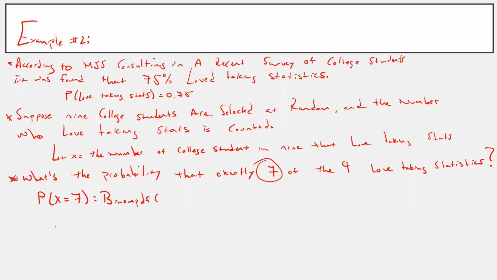So the first thing you're going to have to put in is N. It's N, then P, then X. What is my N here? What's the number of trials for this experiment? How many college students am I talking to? 9. Yep. Next, P is the probability of success. So what's the probability that someone loves taking statistics? 0.75. Yep. And then how many students out of the 9 do I want? What's my X? 7.